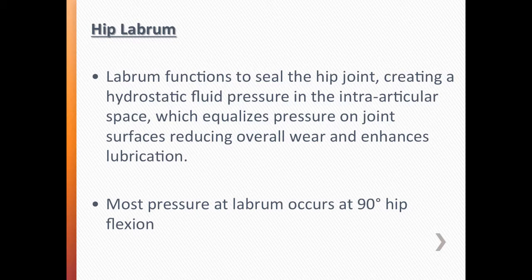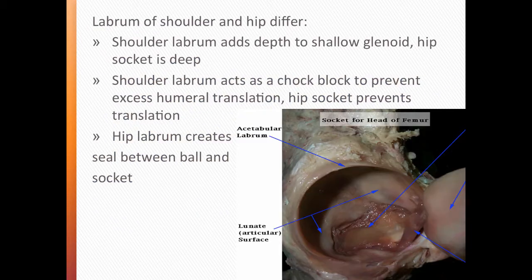At a 90-degree position of the hip is where most of the pressure is on the labrum. So if you have somebody with a hip labrum issue, you don't want them doing deep squats. You don't want them sitting prolonged periods of time in class or at a computer, sitting in an upright position where their hip is at 90 degrees.